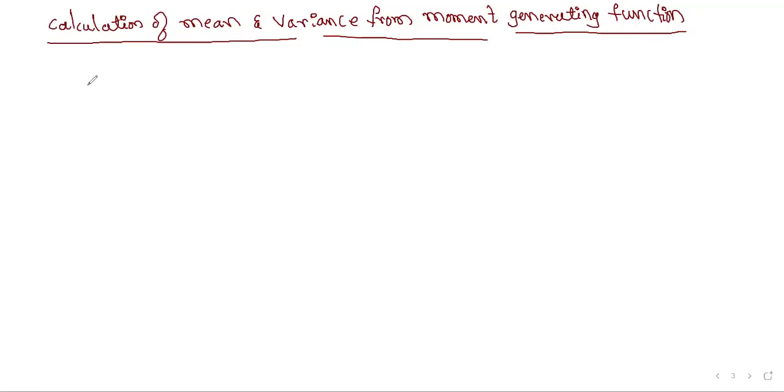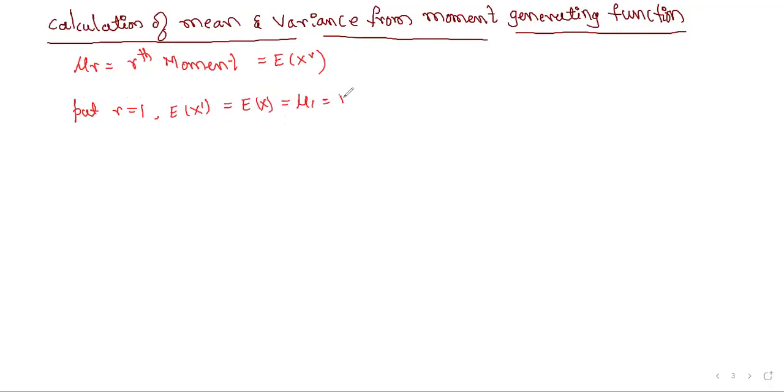How? We have a relation: mu r is nothing but the rth moment. This is equal to the expected value of x power r. If you want the mean, put r equal to 1. This is the expected value of x power 1, which is the expected value of x, or mu 1, or it is nothing but the mean.